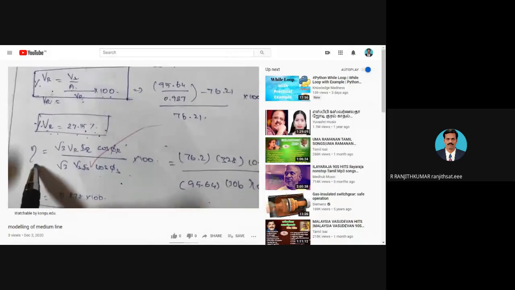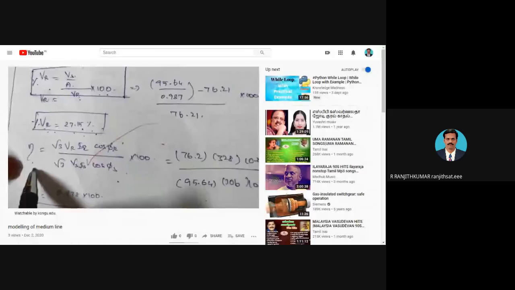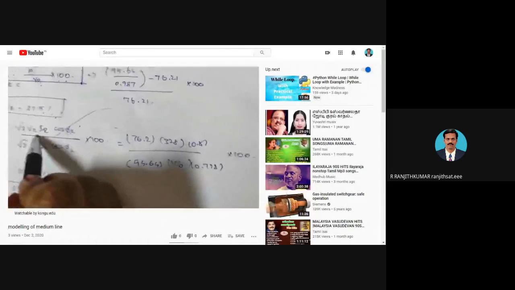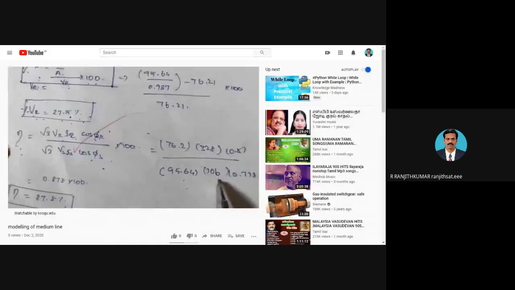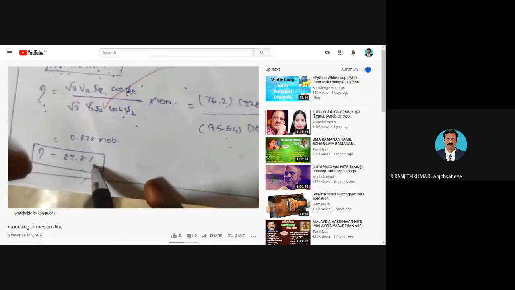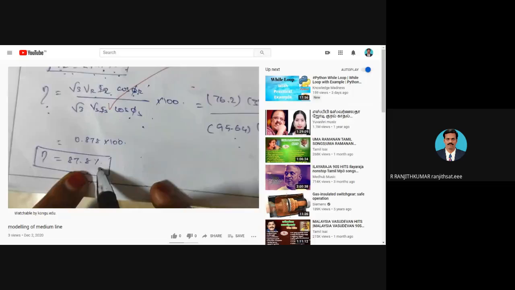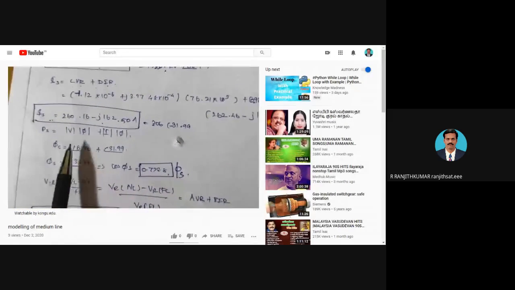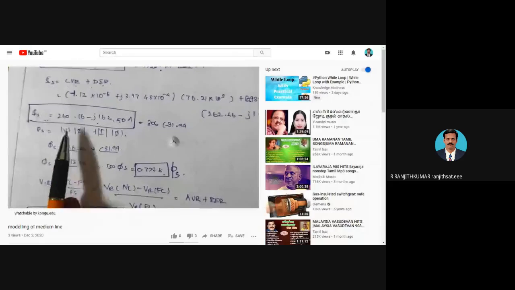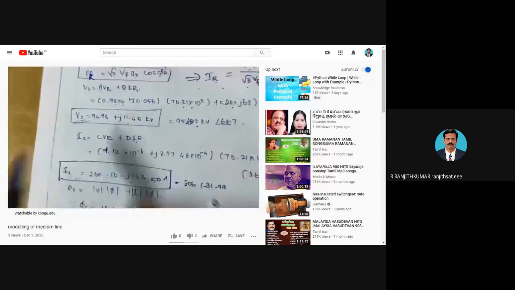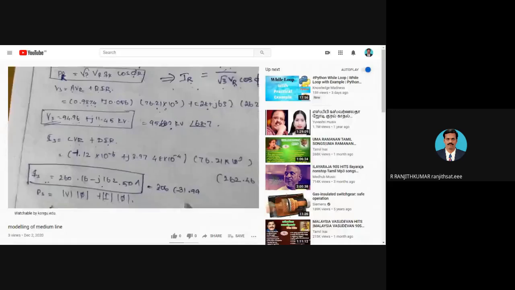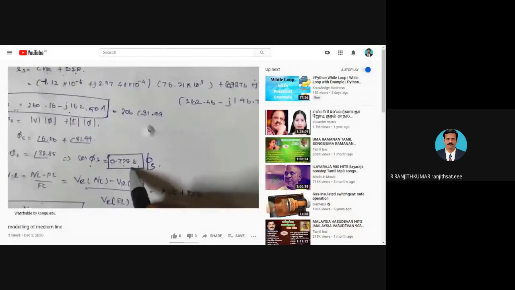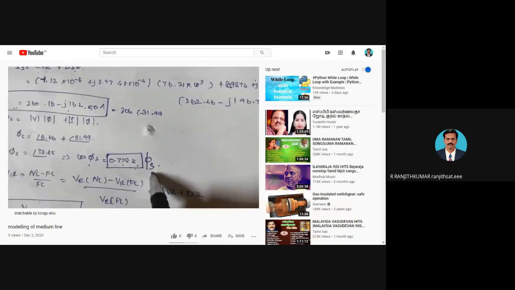Then the next thing I have to calculate is my percentage of efficiency: output power divided by input power. So VR IR cos phi R divided by VS IS cos phi S. I am getting the efficiency as 87.8 percent. Then we have to calculate our phi S also. We calculate phi S from the VS value. The angle of your VS gives your phi S. So cos phi S is 0.7788, the power factor at the sending end.